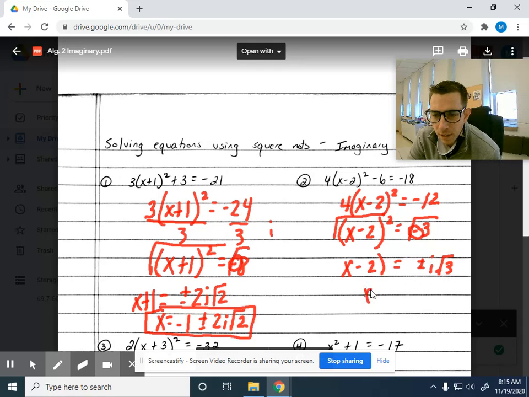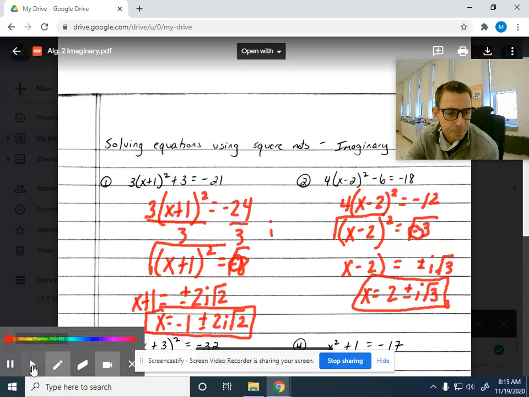And finally, just add 2 to the other side. So our answers are structured the way we've seen them the last few days, right? Now they just have this letter i in them.